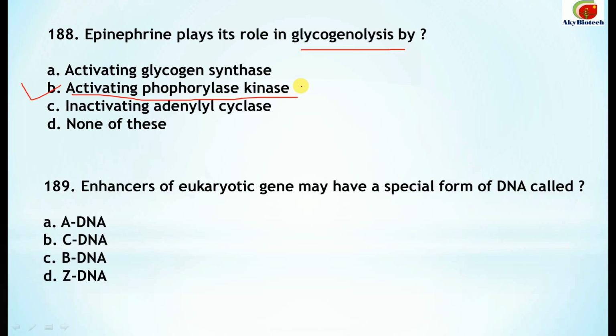189. Enhancers of eukaryotic gene may have a special form of DNA called Z DNA.